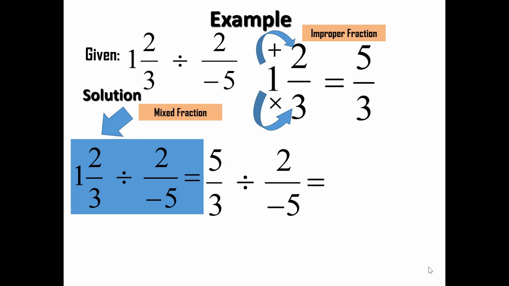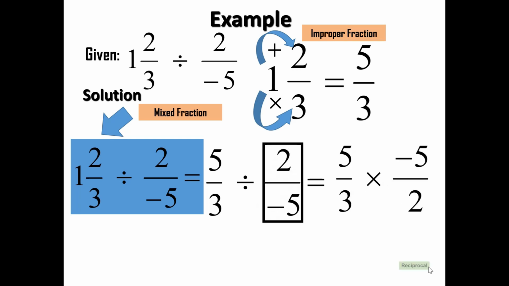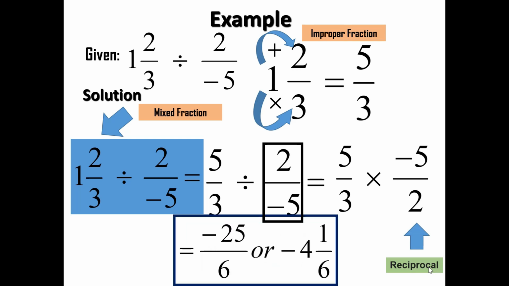Ayan. So, ito na ngayon. 5/3 divided by 2/-5. So, again, kukunin natin yung reciprocal ng 2/-5. Meron na tayo ngayon -5/2. So, multiply natin. 5 times -5 is -25. Then, 3 times 2 is 6. Ngayon, meron tayo sa improper fraction na -25/6. Or, change naman natin sa mixed fraction na sagot. Then, -25 divided by 6 is -4 and 1/6. Yan yung sagot.